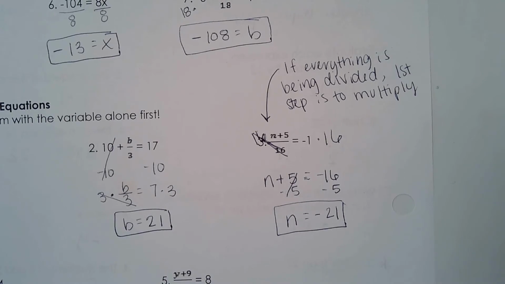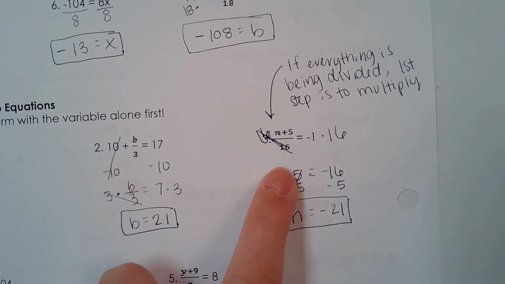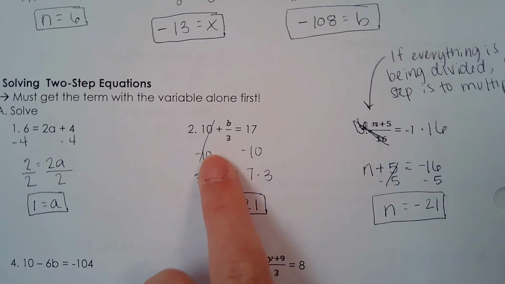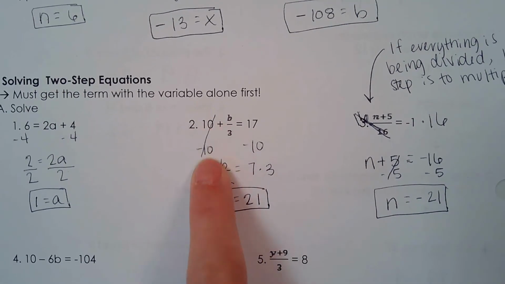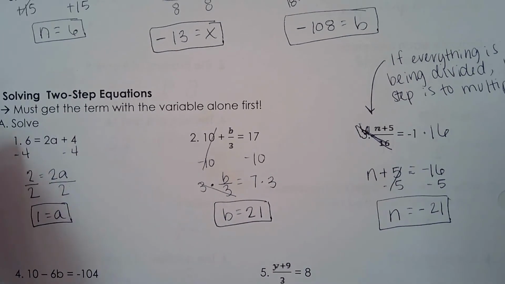Okay, so we tend to get these confused. So again, if everything is being divided, that's when you multiply first. If everything is not being divided, you have to move the thing that's not even touching your variable before you can multiply, okay? So let's look at number 5. We'll do number 4 last.